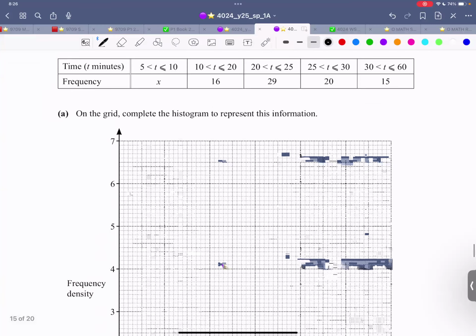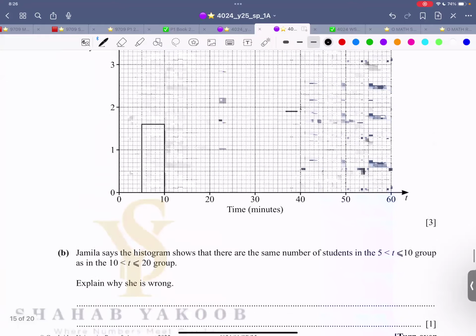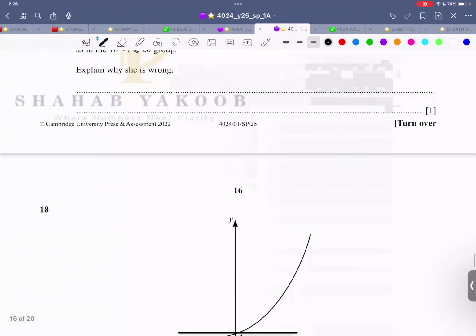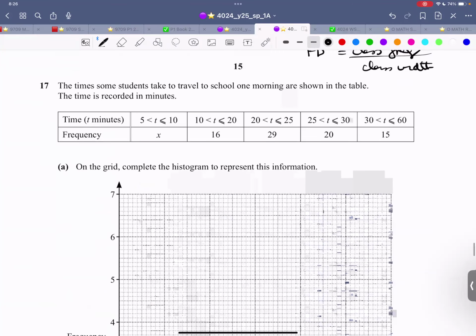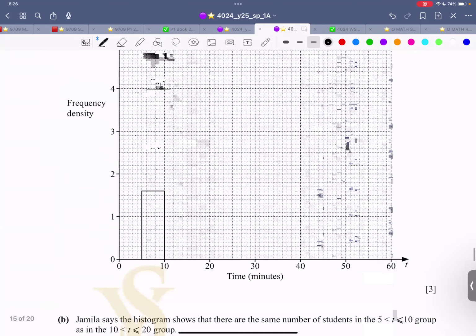Now it says complete the histogram, and then some reasoning. Now, complete the histogram. Do we need the value of X? Yes. So now the first thing, what do we have? We have frequency. The first one is done for you.